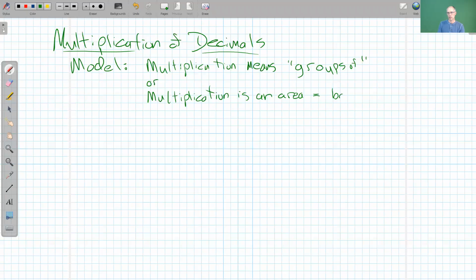An area is base times height. So we should be able to show a base and a height, and then from that come up with an answer. Based on how we model that, we should then be able to produce an algorithm where we don't draw pictures, we just get the job done. So then decimals are parts of a whole based on 10. Those base 10 blocks are what we're playing with to do this.